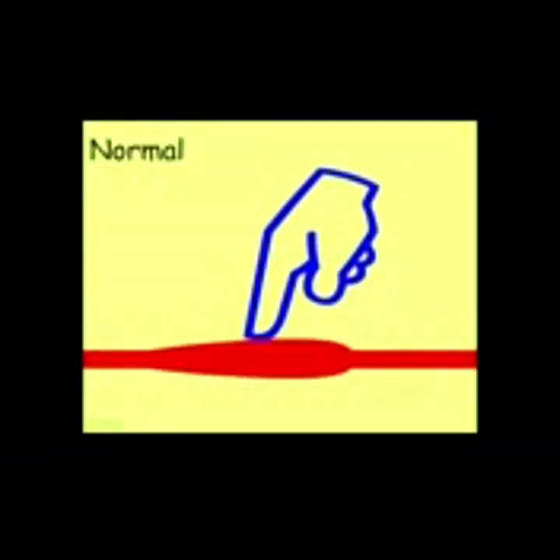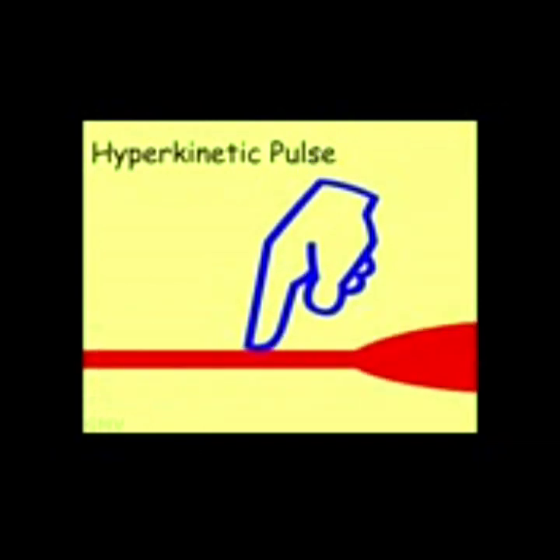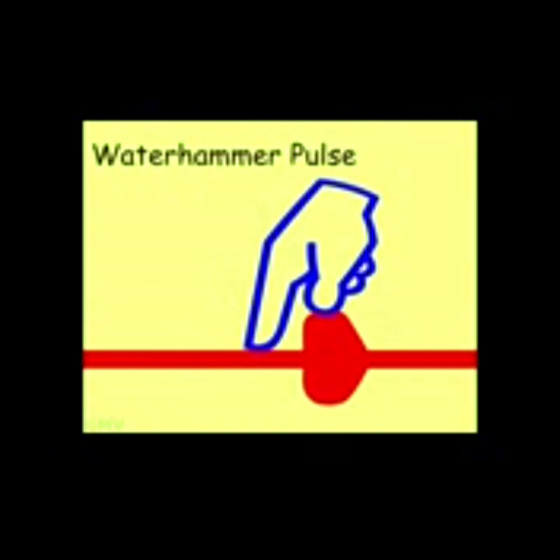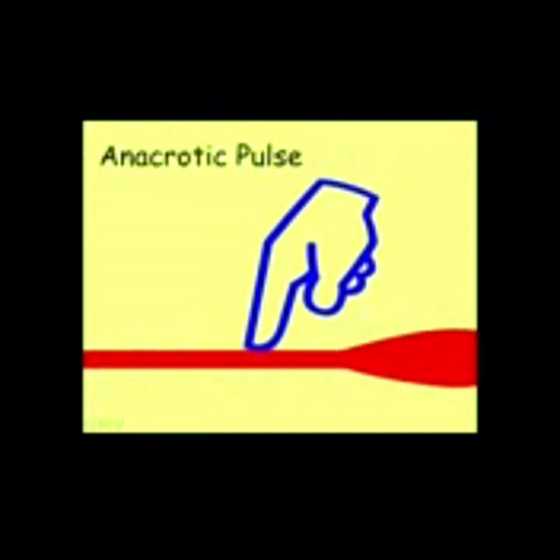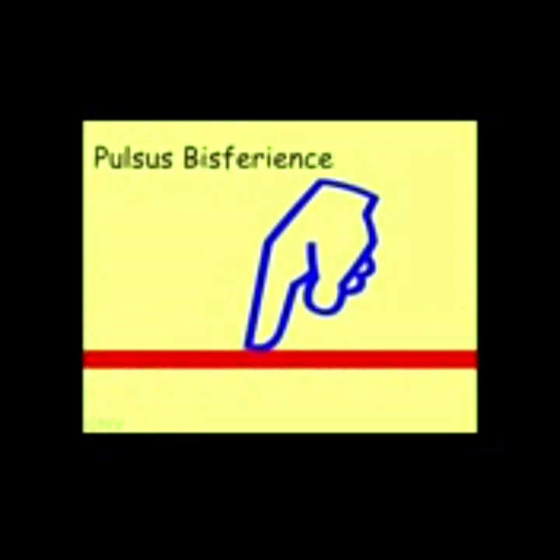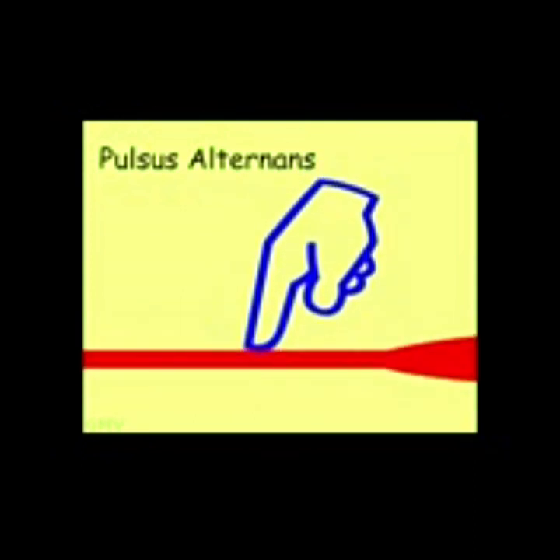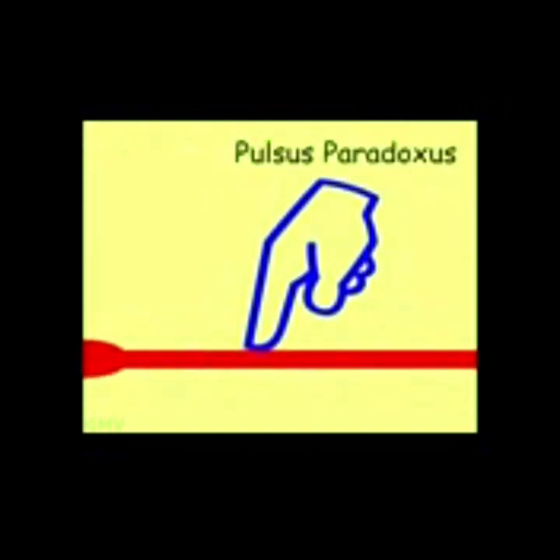Normal pulse, hyperkinetic or bounding pulse, water hammer or collapsing pulse, pulsus parvus or low volume pulse, pulsus parvus et tardus, dicrotic pulse, anacrotic pulse, pulsus bisferiens, pulsus alternans, pulsus bigeminus, pulsus paradoxus.